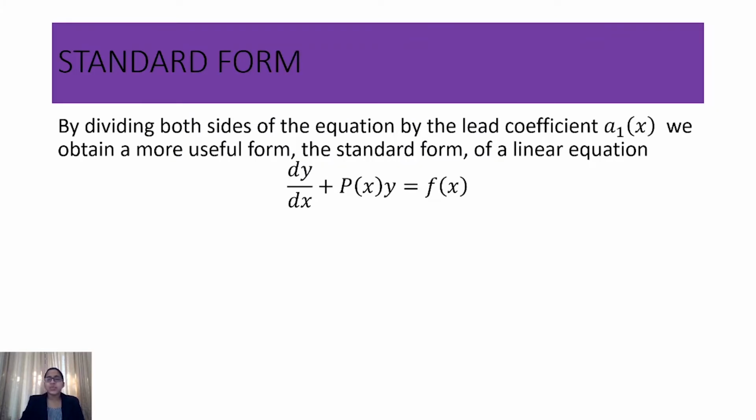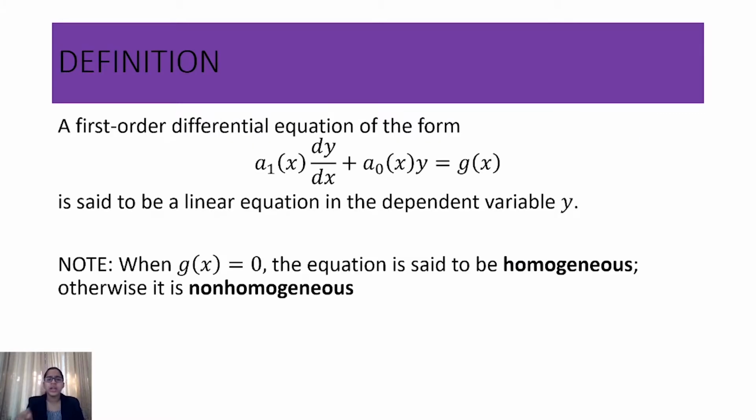Now let's move on to the standard form. Just look at the first order differential equation a1(x) dy/dx plus a0(x) y equals g(x). If I divide this whole differential equation by a1(x), I get dy/dx plus a0(x) divided by a1(x) times y equals g(x) divided by a1(x), dividing both sides by a1(x).